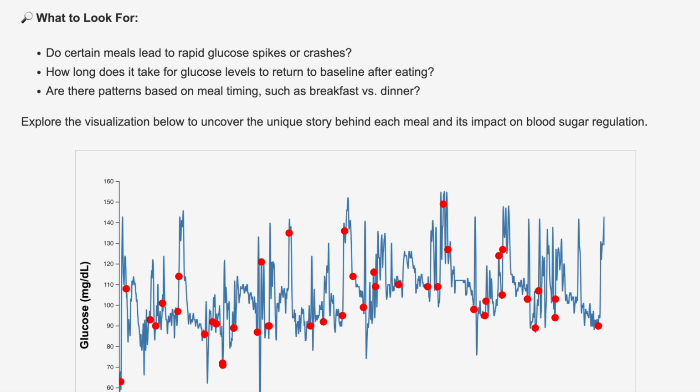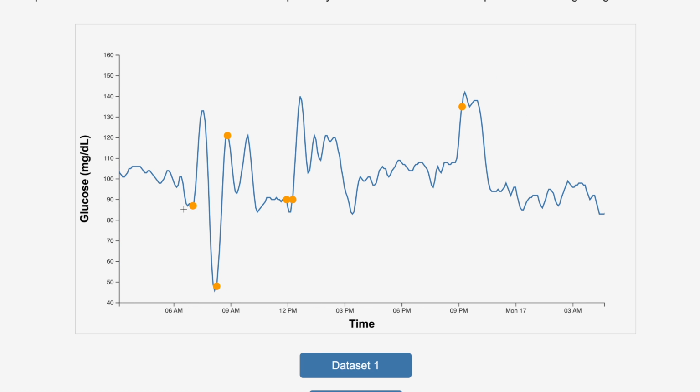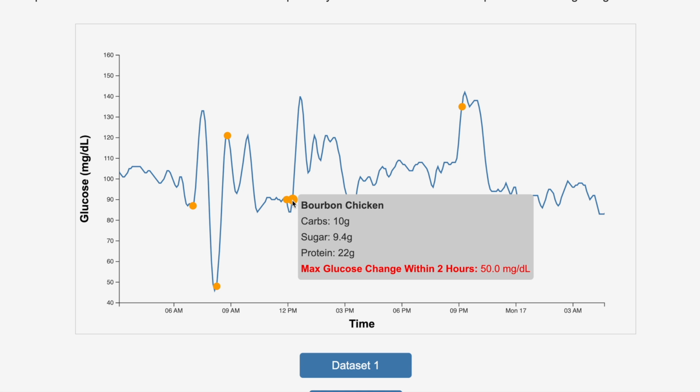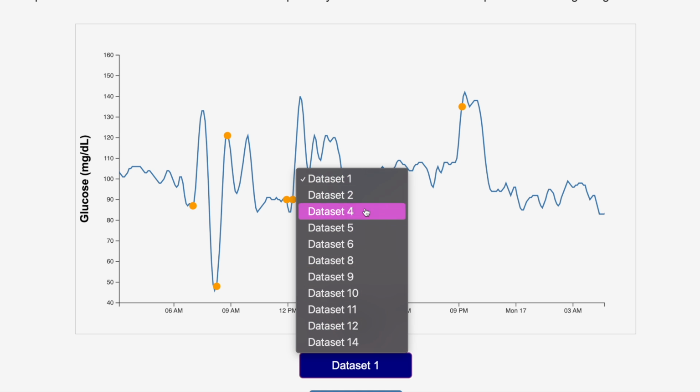Our project stands out because it presents complex glucose trends in an intuitive and interactive way. Instead of static charts or tables, we allow users to explore glucose fluctuations dynamically through brushing, zooming, and hover tooltips, making patterns and insights more accessible.